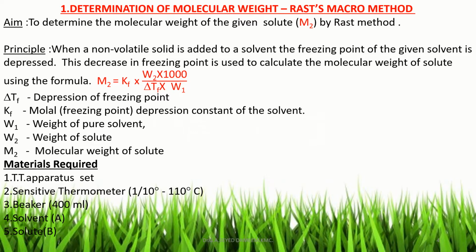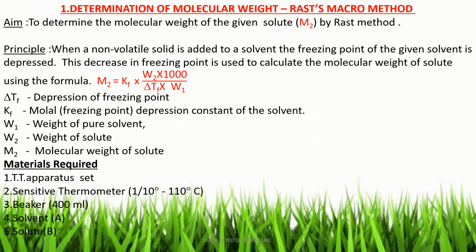First experiment: determination of molecular weight by the Rast macro method. Aim of the experiment: to determine the molecular weight of the given solute, the symbol is M2, by the Rast method. Now, the principle of this experiment: when a non-volatile solute is added to a solvent, the freezing point of the solvent is depressed, and the depression in freezing point, that is delta Tf, is proportional to the molality of the solution.